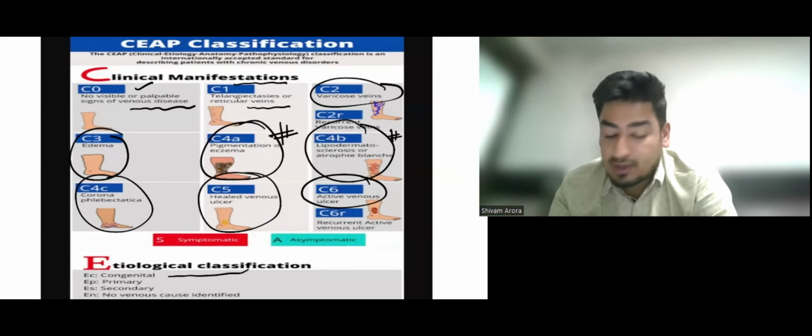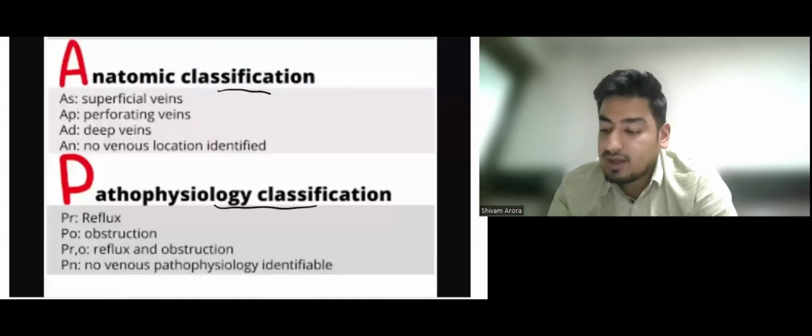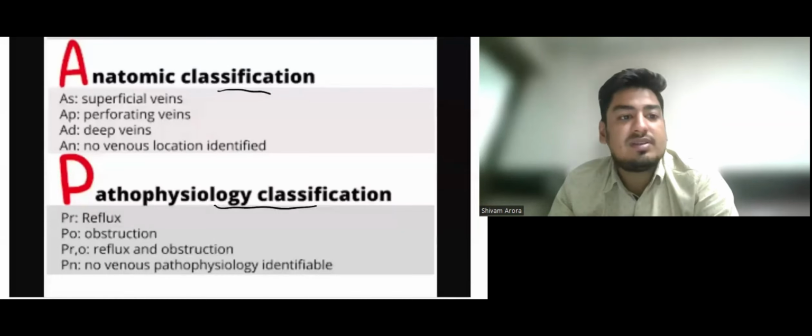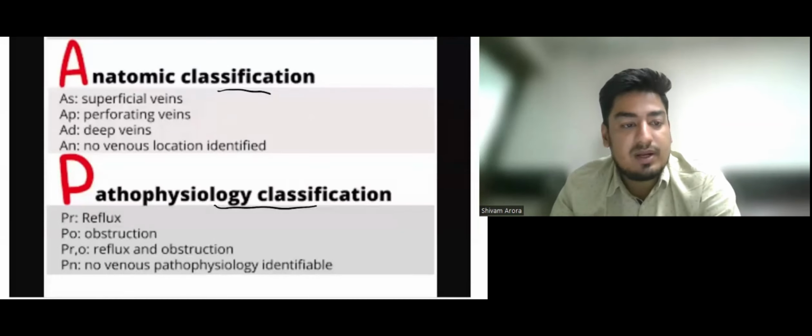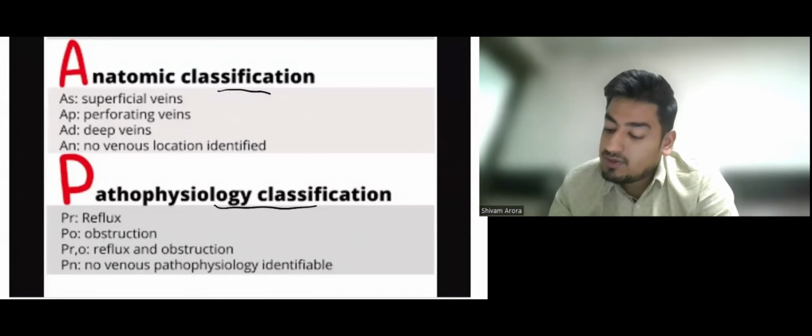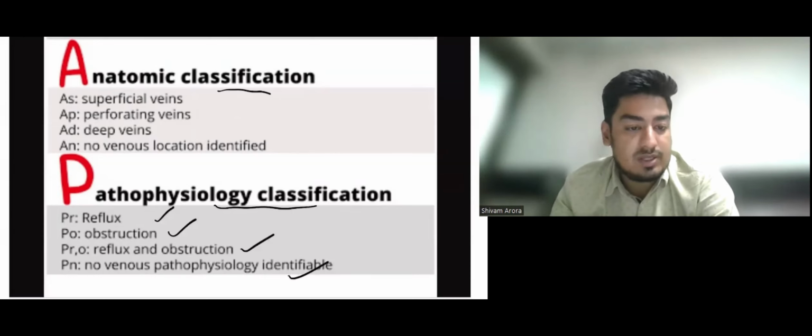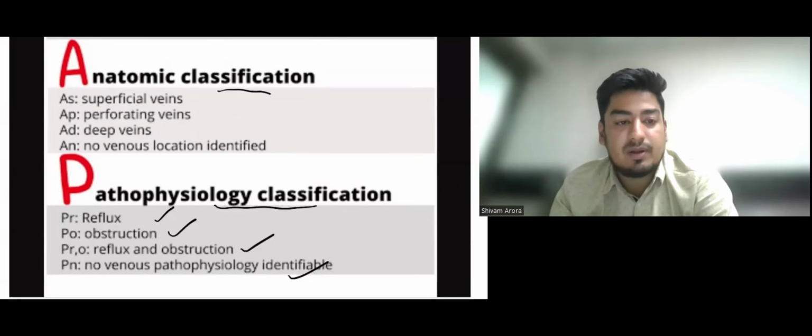Okay. Then etiological में we can have congenital, primary, secondary or no venous cause identified. Anatomical में we can have superficial veins involvement, perforating veins involvement, deep veins involvement, and no venous location identified. Then pathophysiological we can have reflux, obstruction, both, or no venous pathophysiological cause identified. Okay.